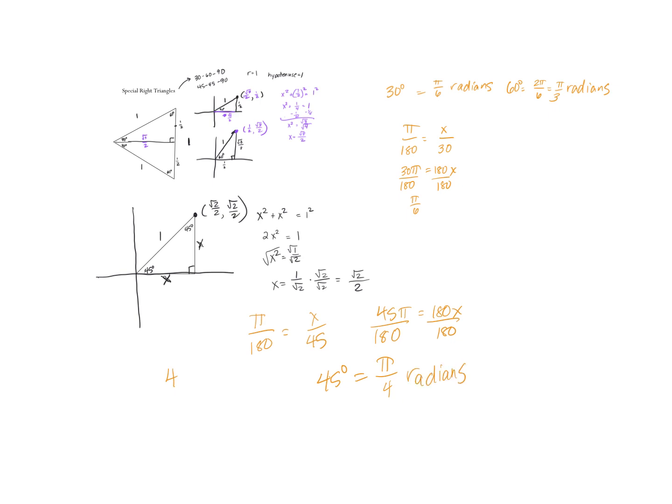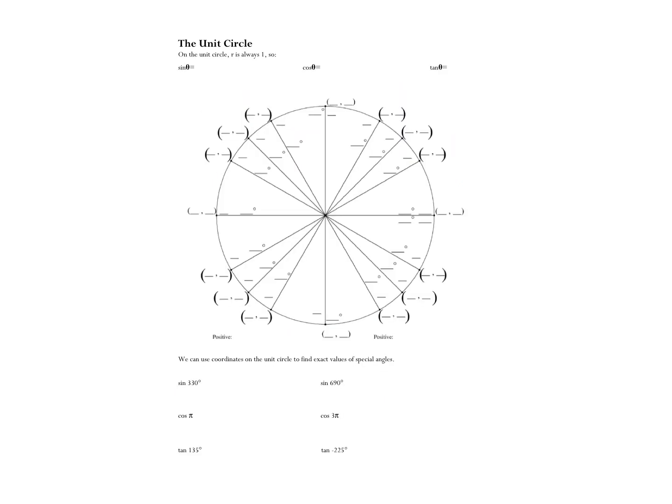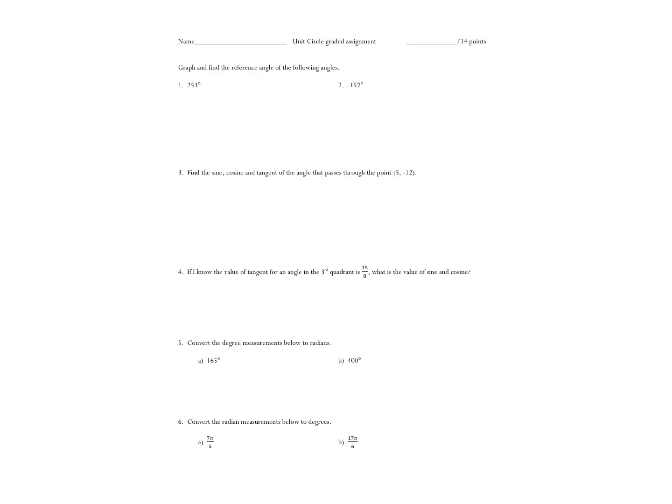Okay, so from here, guys, you're going to go a couple pages up in your packet, and I'll even show you. You're going to go past the unit circle, past the trigonometric values on the unit circle, and you're going to get to the page that says unit circle graded assignment. I'm going to have you just do 1 through 6 for now.